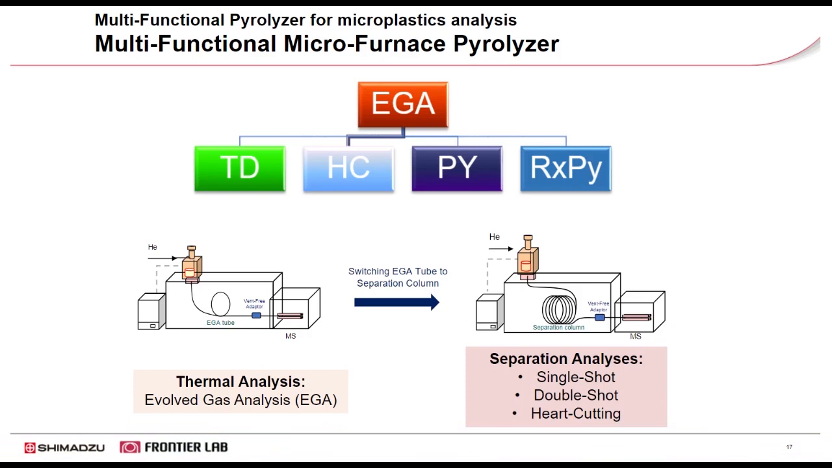The other modes of operation, such as the flash pyrolysis, or we also call it single shot, the double shot, or heart cutting, are the separation analysis, where you would use a separation column to characterize the organic composition of your sample. For microplastic analysis, we typically use the flash pyrolysis, or the single shot mode of operation of the microfurnace, which is a continuous pyrolysis, as we learned, of your sample using the separation column. The other modes of operation can also be used with the same system based on your application of interest.